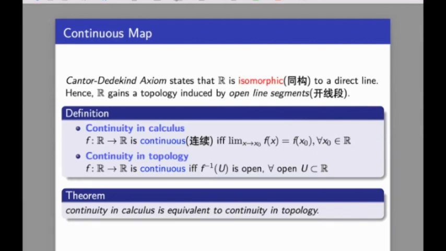And as a result, there are two definitions of continuity for a function f, one by limiting and one by topology. The continuity definition in calculus basically says that we can exchange the order of limiting and function evaluation. And continuity in topology says that f is continuous if for arbitrary U open in R, the inverse image is also open. And this theorem states that these two kinds of continuity are equivalent.